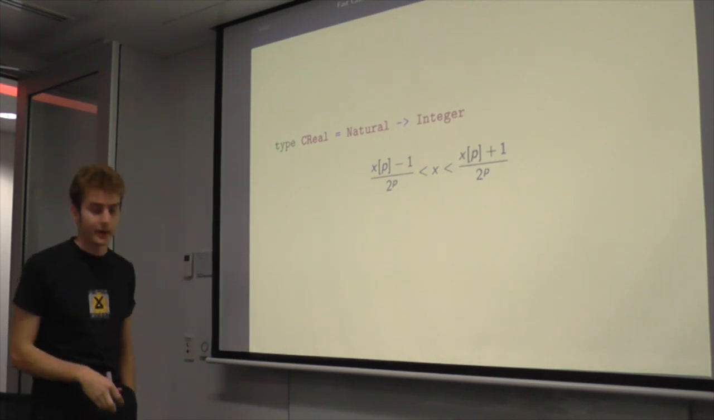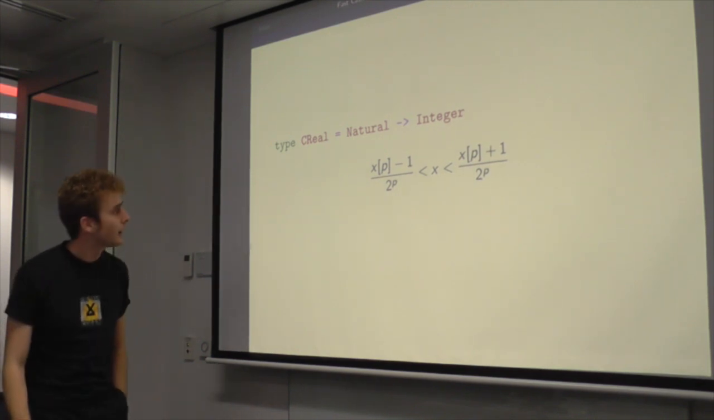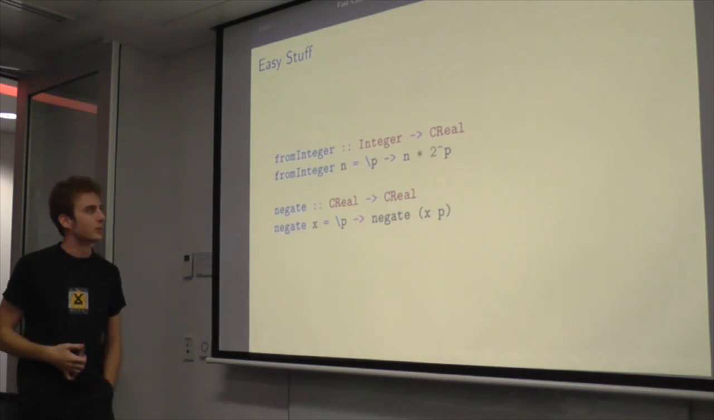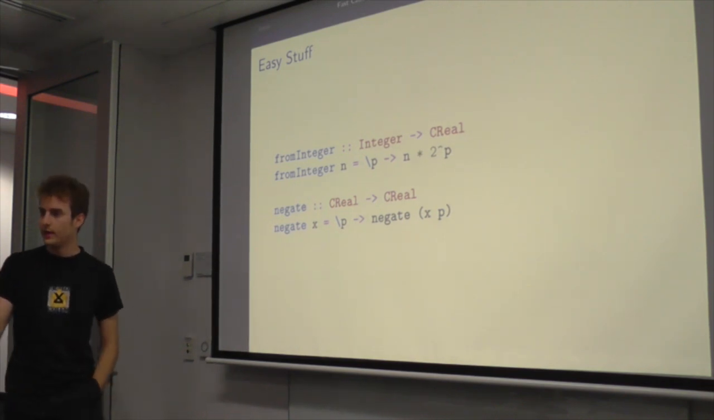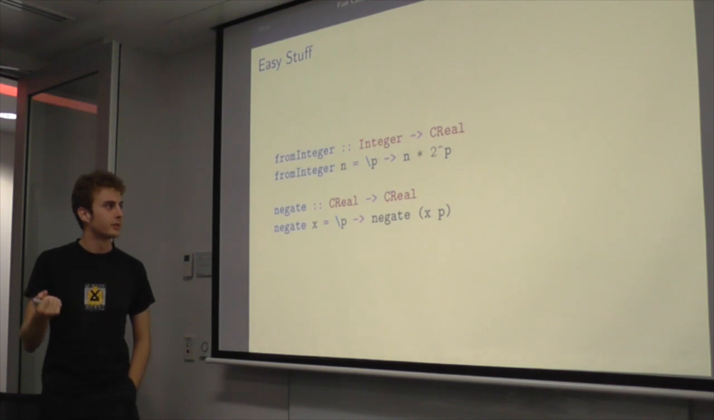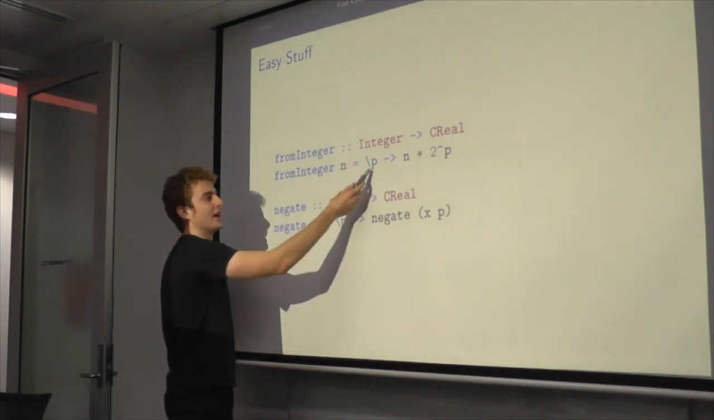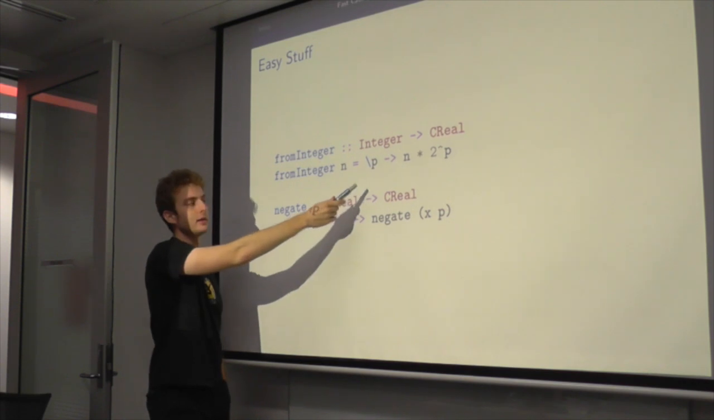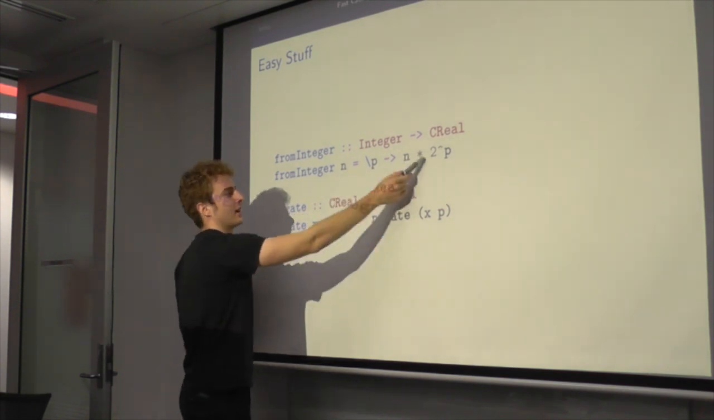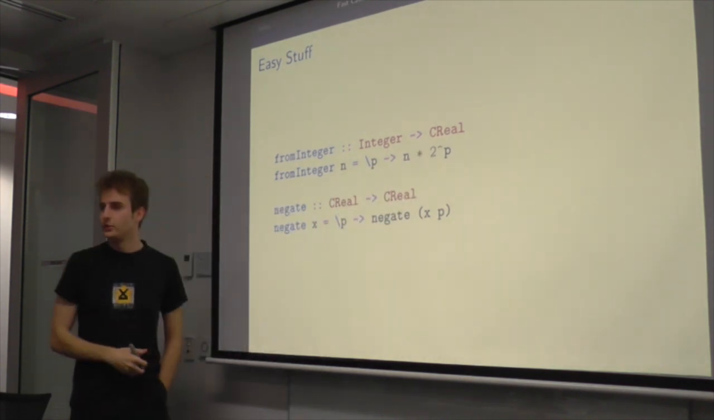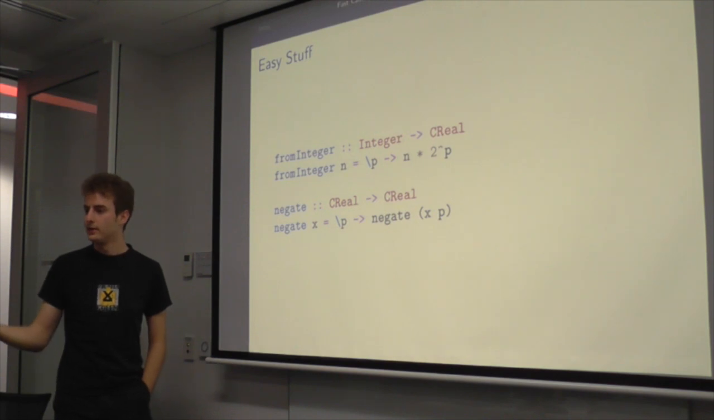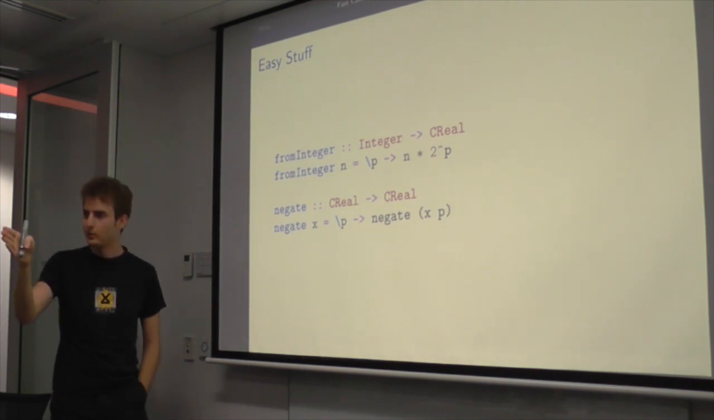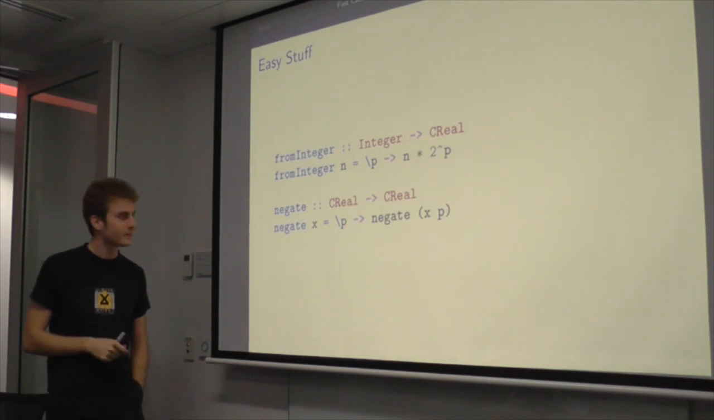Okay, so now how do we do math with these? They're a bit abstract. So there's some easy stuff we can start with. For example, if we have an integer, we can turn that into one of these real numbers, where if we're queried at some accuracy p, we just return our integer times 2 to the p. So then when we divide by 2 to the p later on, we get exactly the right value, and it's not even an approximation, it's just bang on what the number actually is.